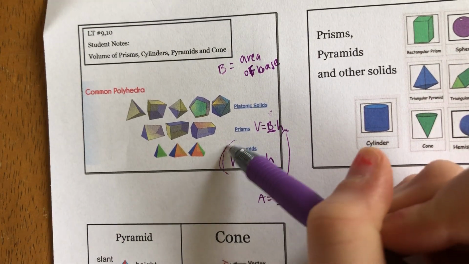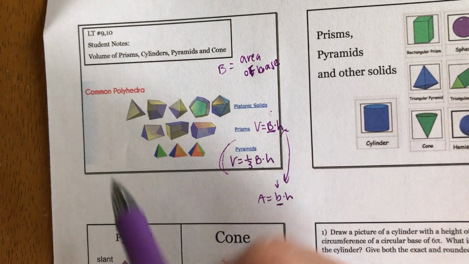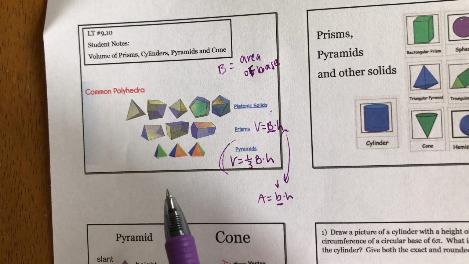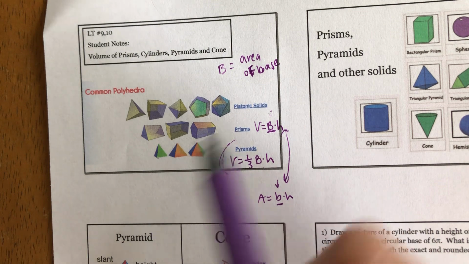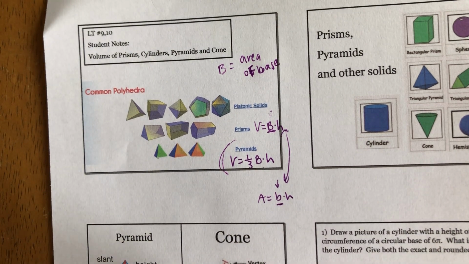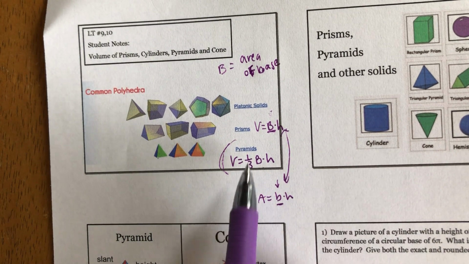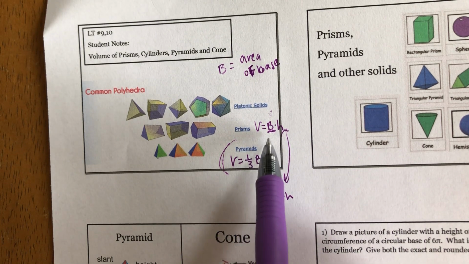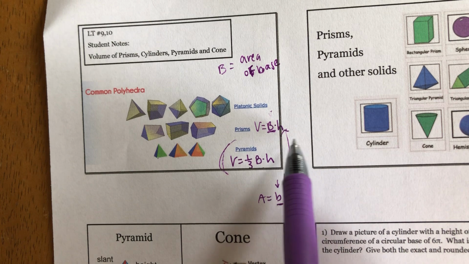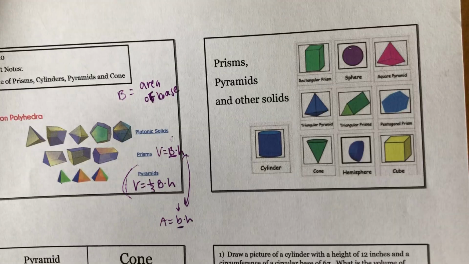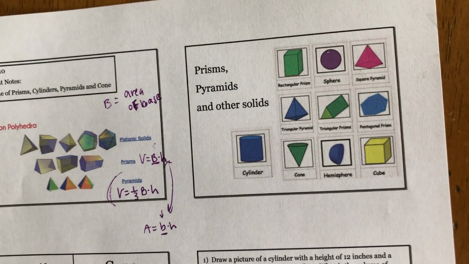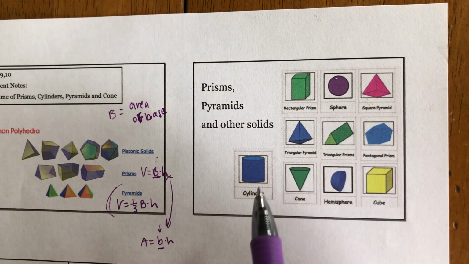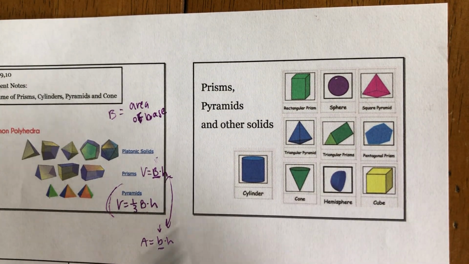Pyramids volume is 1/3 area of the base times the height. Sometimes that area of the base is going to be a triangle. It can be a rectangle, it can be a square, it can be a pentagon, it can be any of those things, but we just need to know general area of base. Same idea for prisms, except instead of 1/3 area of base times height, it's just area of the base times the height. So here we have just more shapes that we will be looking at. We have rectangular prisms, spheres, square pyramids, triangular pyramid, etc.